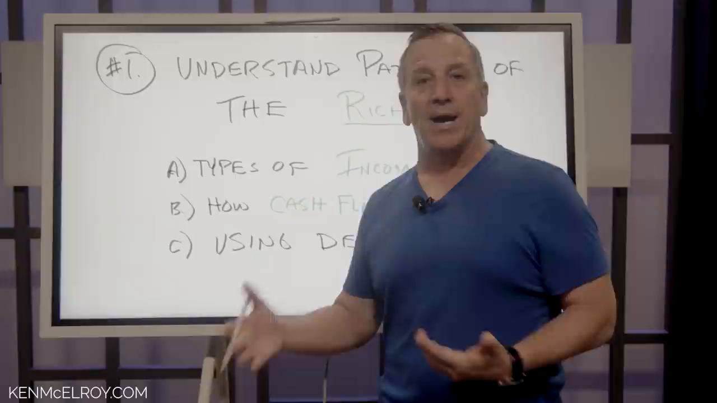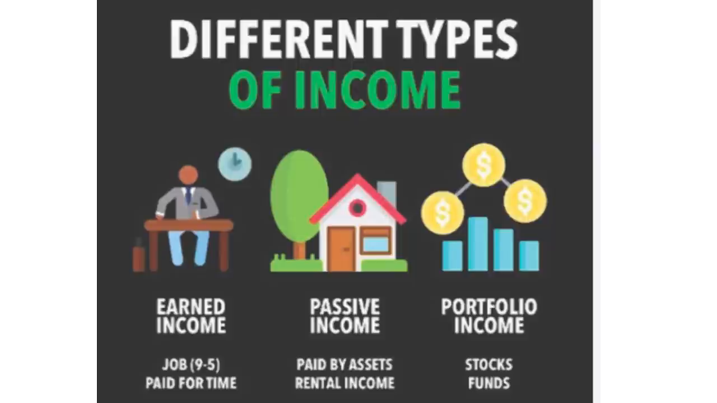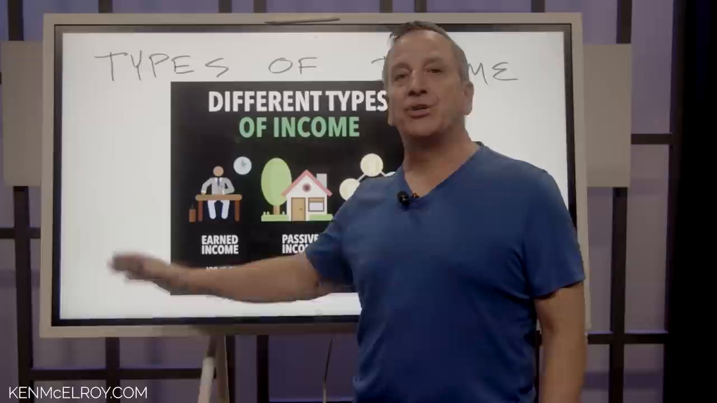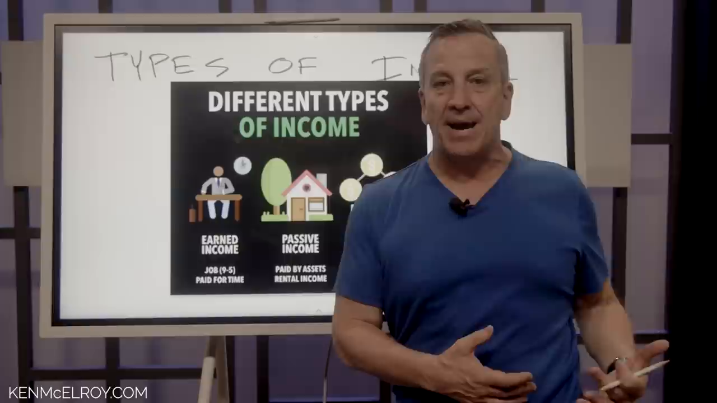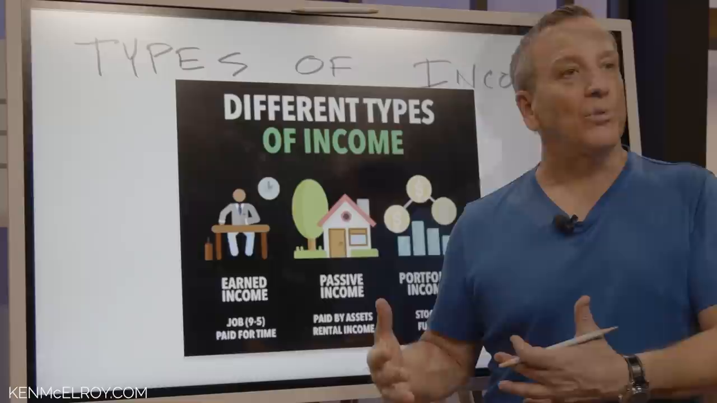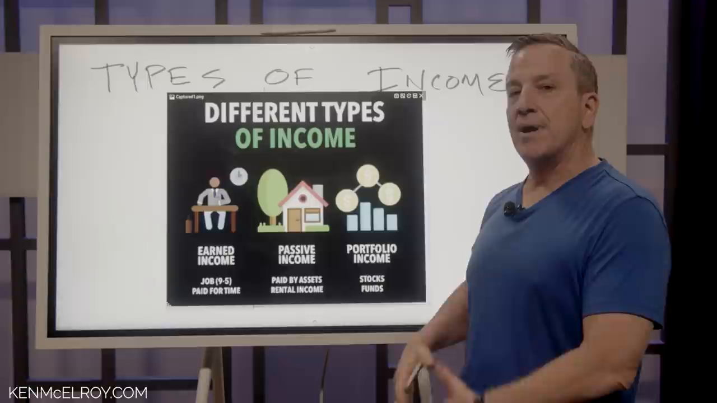There are basically 3 types of income. There's earned income, there's passive income, and there's portfolio income, and they're very, very different. So the earned income is exactly what you would think. This is a job. So this is going to work, getting a W-2, getting a paycheck, putting it into the bank, and then going to work. This is basically a 9-to-5 job, paid for time. Nothing wrong with that. The majority of the people in the world fall into this category. Learn what the wealthy do. They move over into the next 2 categories here, which is passive income and portfolio income, very, very different.